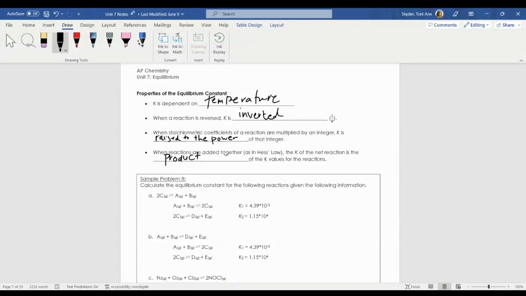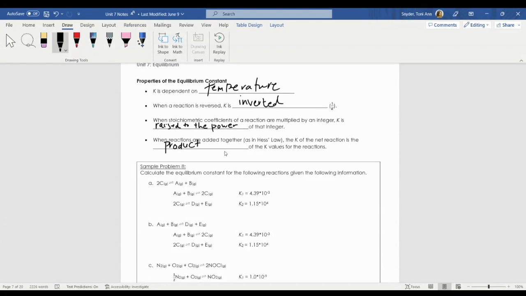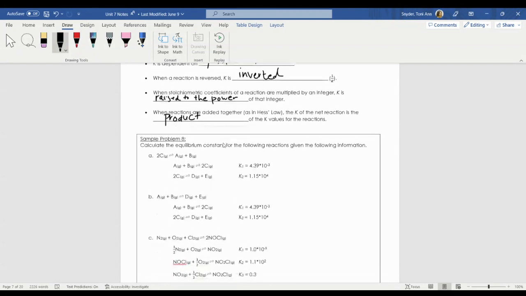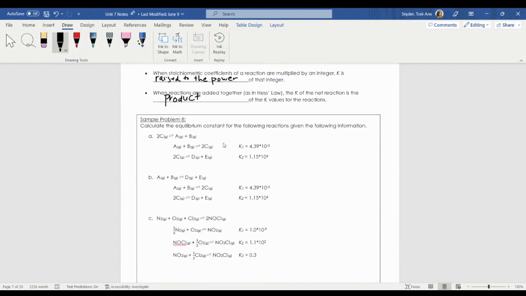But for now, this is just a very quick crash course on how to manipulate the equilibrium constant based on switching the reaction around a little bit. So let's take a look at sample problem 8, and then we'll be done with this video. So this is asking, calculate the equilibrium constant for the following reactions given the following information.